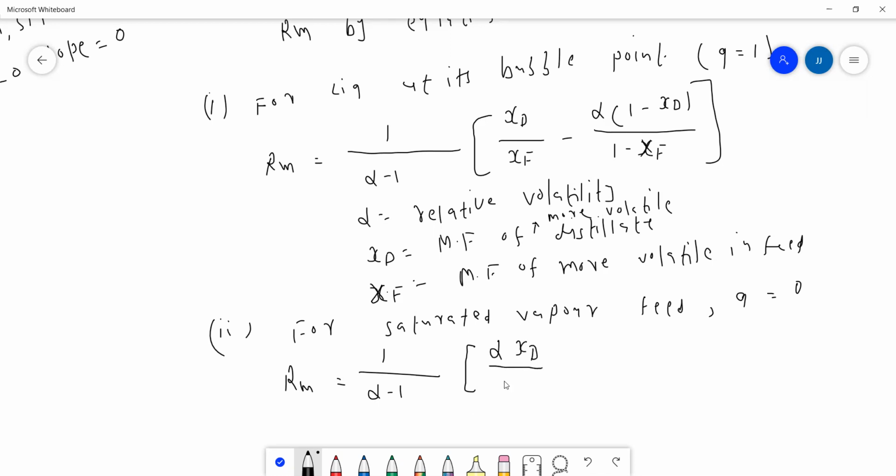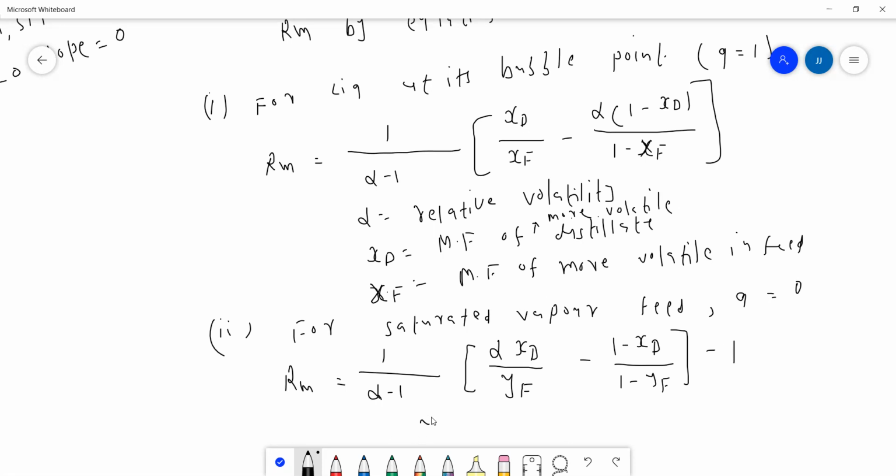divided by yF, minus 1 minus xD, sorry, let me write, 1 minus xD divided by 1 minus yF, minus 1. So this is multiplication. Alpha is the same as the relative volatility, and xD is the same as the mole fraction of the more volatile substance in distillate.